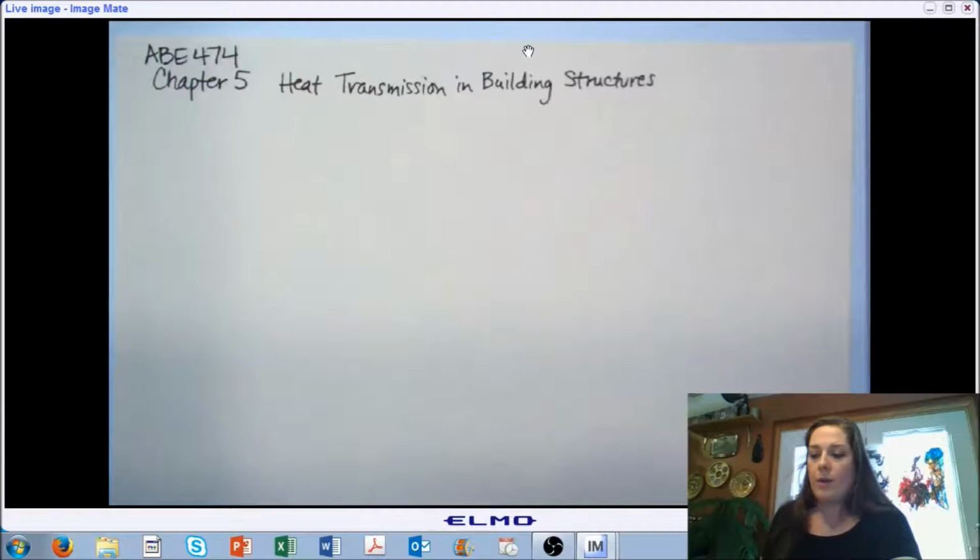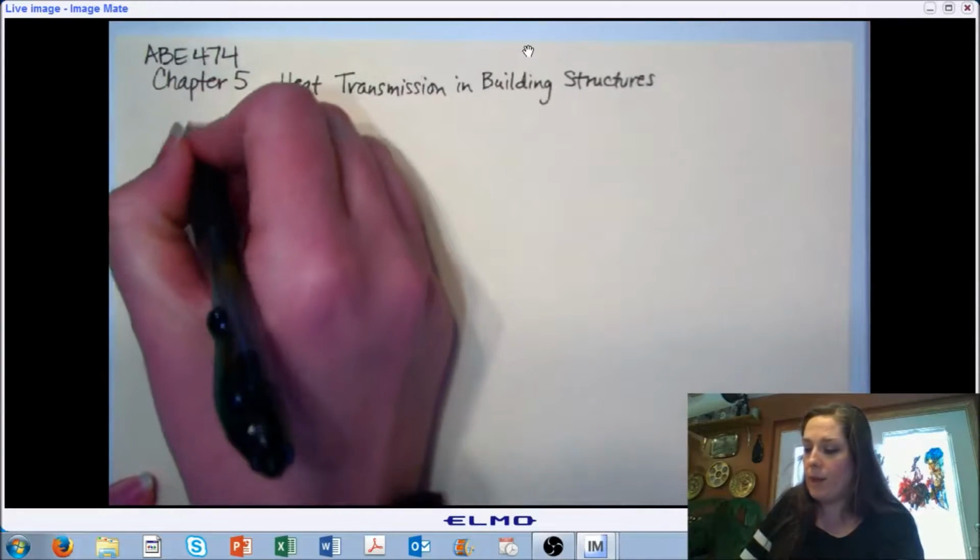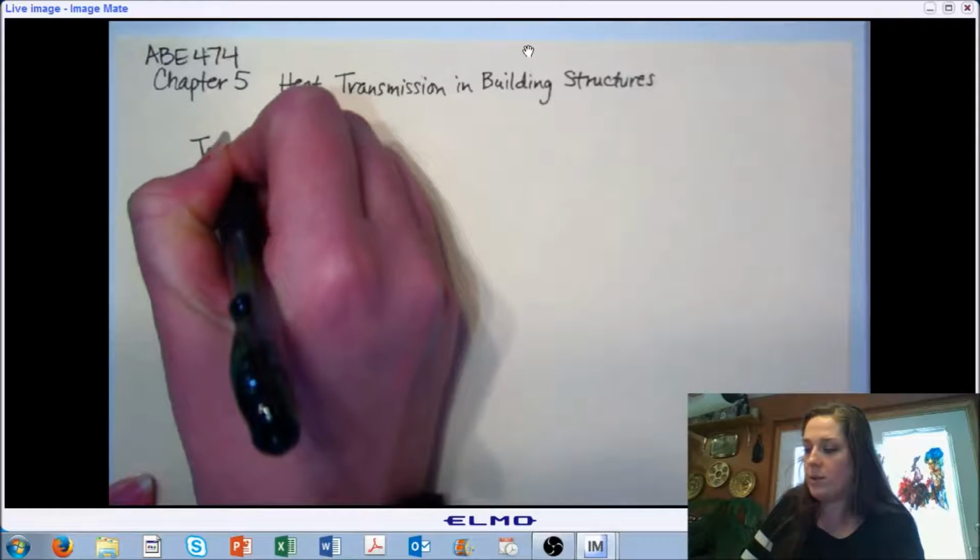So the videos for this will be broken into 5 different videos. The first one will cover terminology and conduction. The second one will cover convection with an example. The third one will cover radiation with an example. The fourth one will cover evaporation and condensation. And then the final one will cover mixed mode heat transfer with some examples. So let's go ahead and get started, and we'll begin with some terminology.